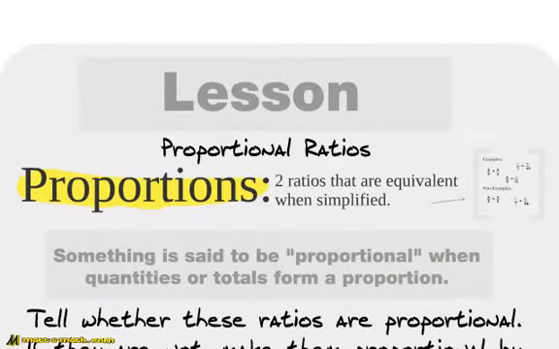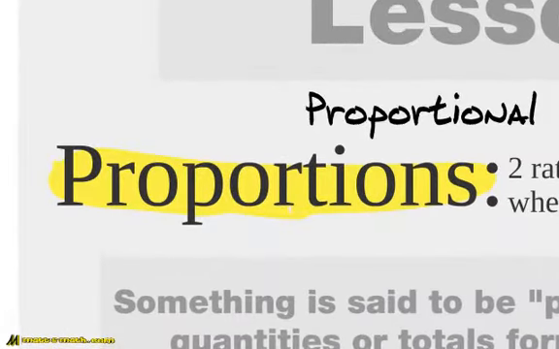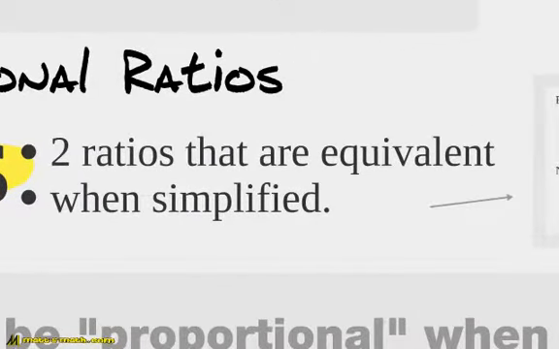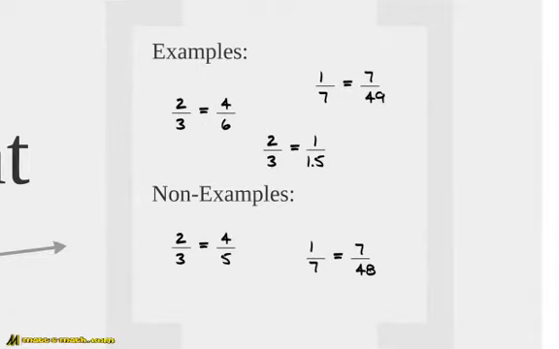Okay? So, let's get a formal definition here. Proportional ratios. That's really all it is. It's proportions. This is your big word for today. It's two ratios that are equivalent when simplified. Or two fractions. Remember, ratios are pretty much the same as fractions. They're equivalent, meaning they're equal, when simplified. You break them down to the lowest groups, and here you get it.